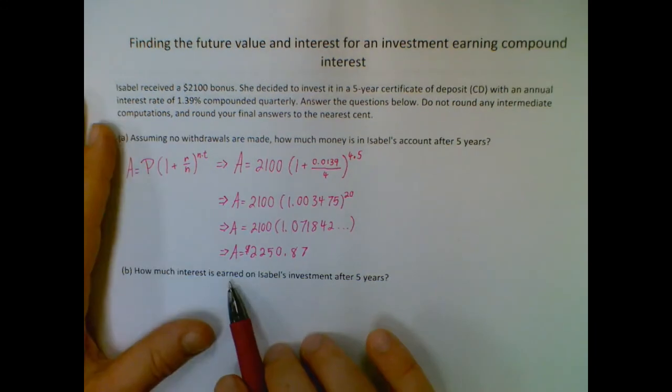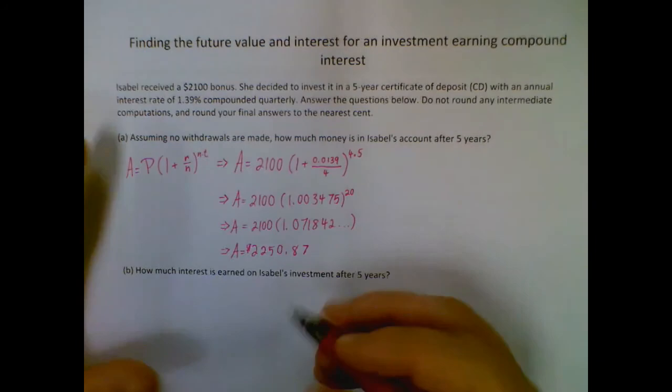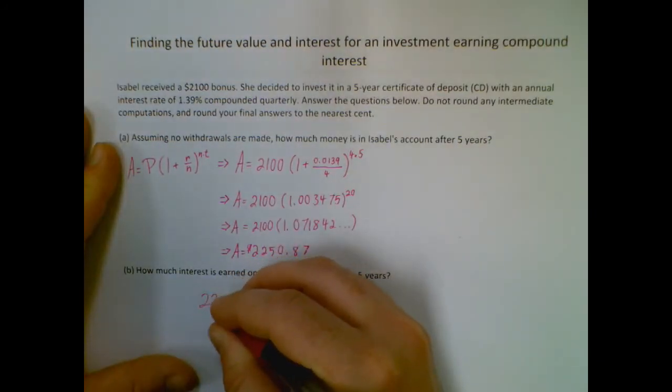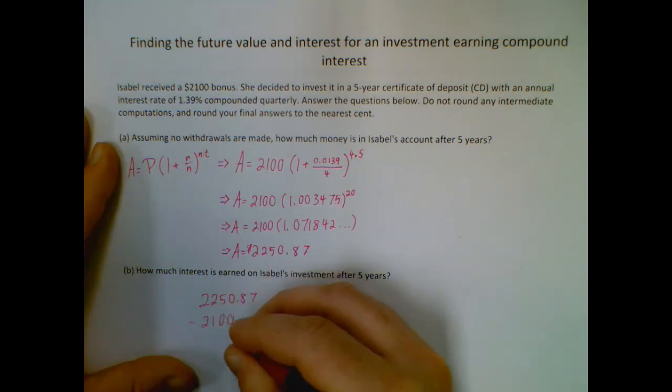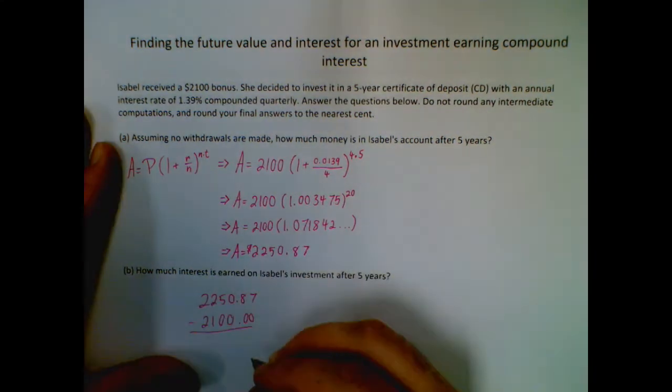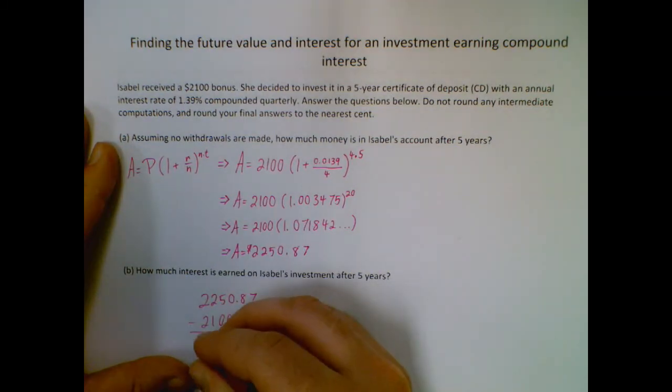How much interest is earned? Well, that just means take how much is in there now and subtract off how much she put in. So it's just 2250.87 minus 2100. And you find out you have $150.87 in interest.